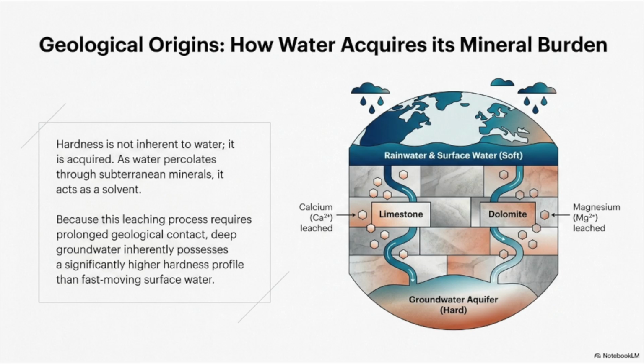Where does this hardness actually come from? Hardness is not inherent to water, it is acquired. As water percolates through subterranean minerals, it acts as a solvent. Rainwater and surface water start out soft, but as water moves downward through rock layers like limestone, calcium is leached into it, and as it moves through dolomite, magnesium is leached into it. Because this leaching process requires prolonged geological contact, deep groundwater inherently possesses a significantly higher hardness profile than fast-moving surface water.